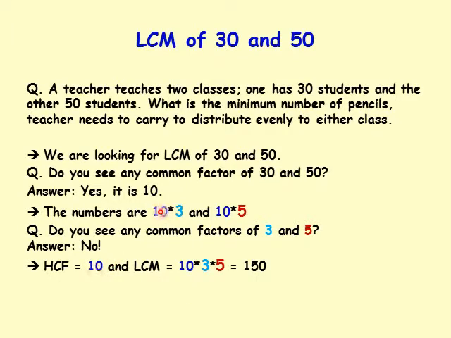So HCF is 10, which is common to both numbers, and LCM is the HCF, 10, times the non-common factors 3 and 5. 10 times 3 times 5 is 150. So the LCM of 30 and 50 is 150. The teacher needs to carry 150 pencils.